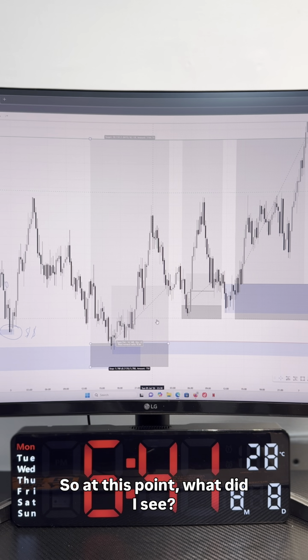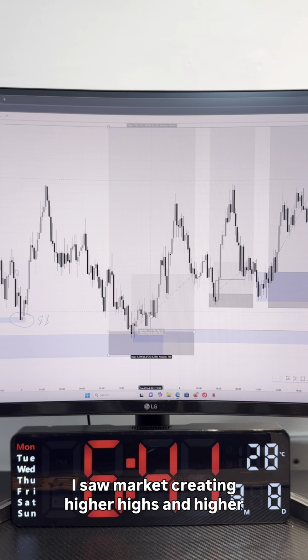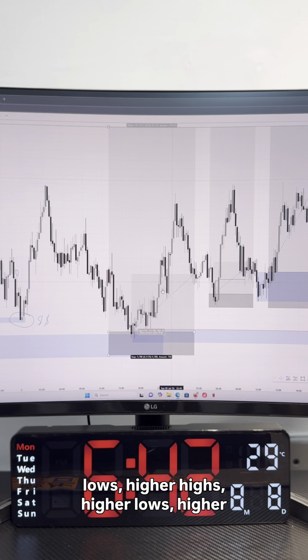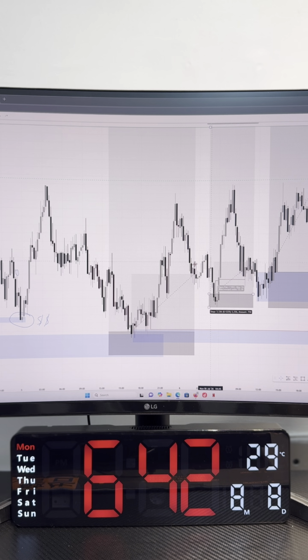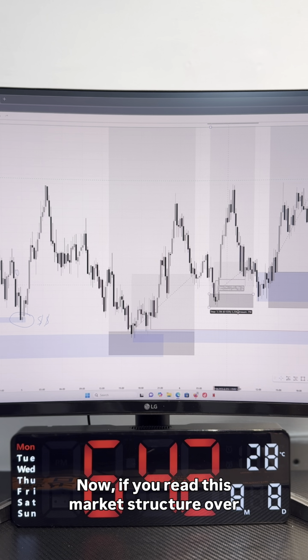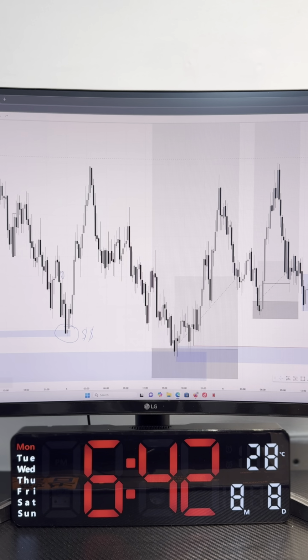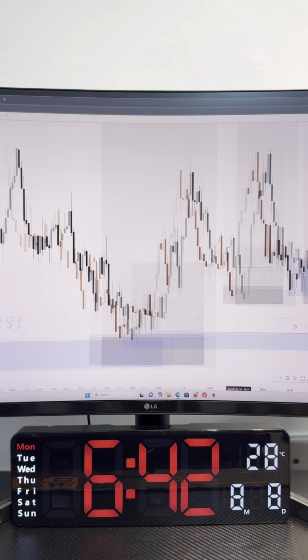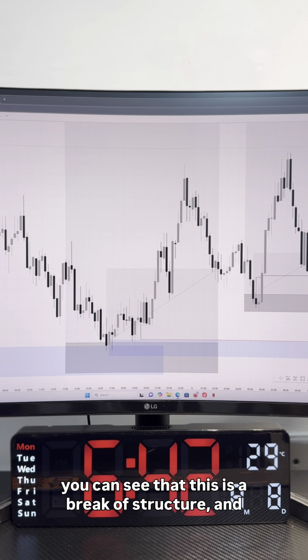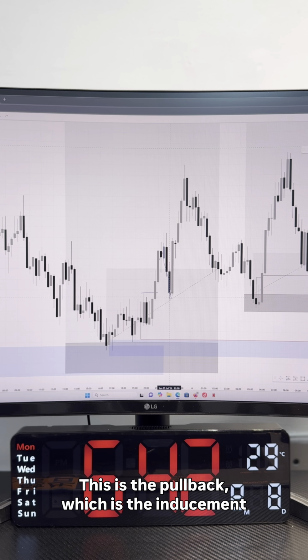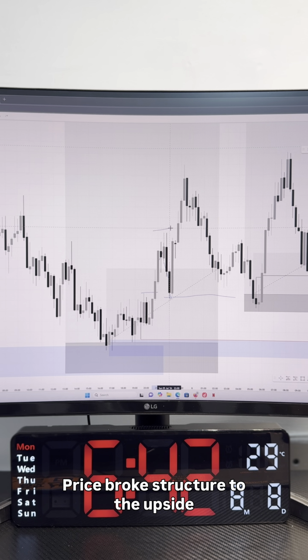So at this point, what did I see? I saw the market creating higher highs and higher lows, higher highs, higher lows, higher highs. Then I saw this higher low. Now, if you read this market structure over here, you can see that this is a break of structure. And what is the pullback? This is the pullback, which is the inducement. And then what happened? Price broke structure to the upside.